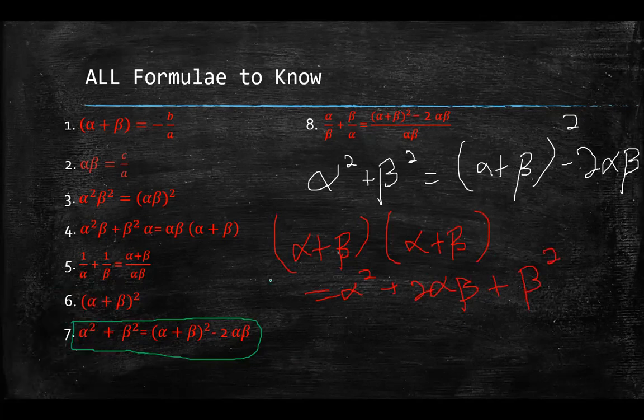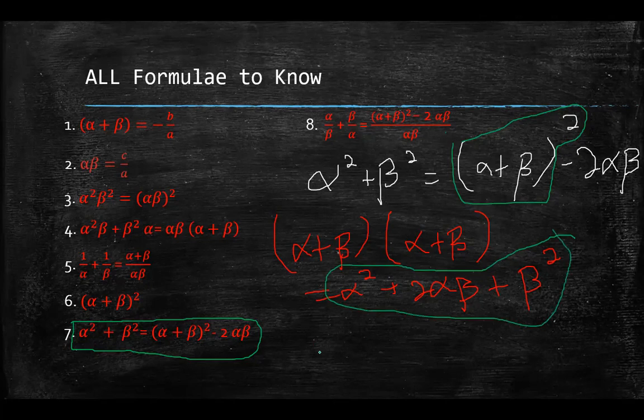Wait, everybody knows how I expanded those brackets, right? If not, I'll do that too. Just let me know. You know how to expand brackets? Yes, miss. Nice. So we found out that alpha plus beta squared is the same as alpha squared plus 2 alpha beta plus beta squared, minus 2 alpha beta.